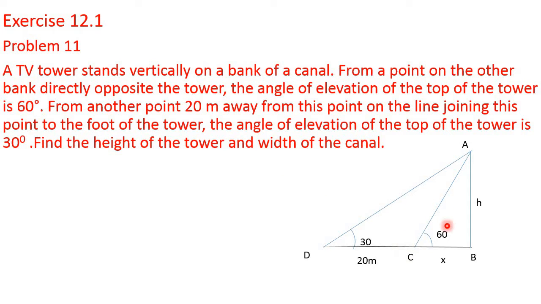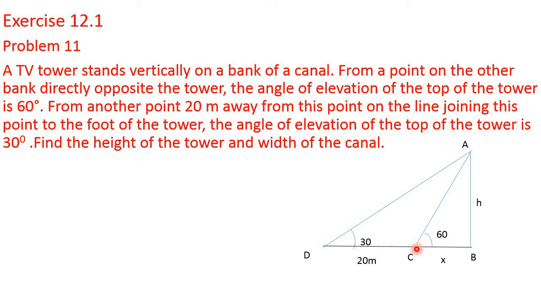Students, in this problem, AB is nothing but height of the tower, which is h, and BC is nothing but width of the canal. The distance BC is represented by x, and from this point the angle of elevation of the tower is 60 degrees. From the point C, the angle of elevation of the top of the tower is found to be 60 degrees.